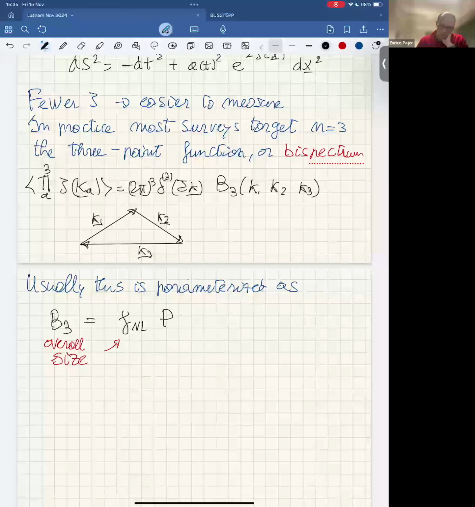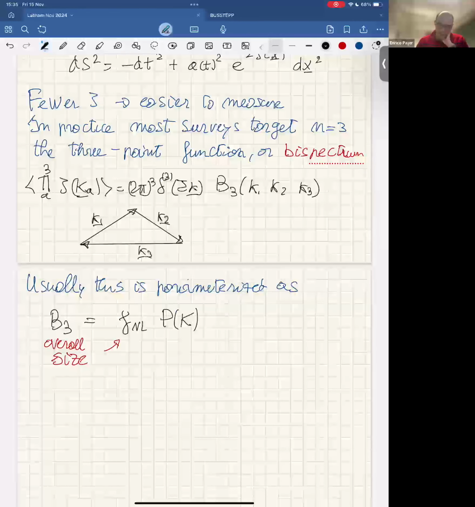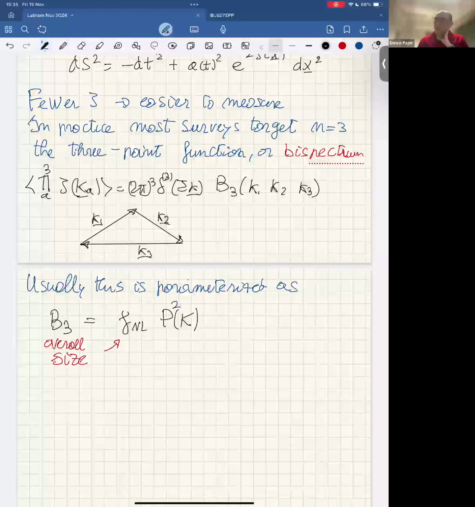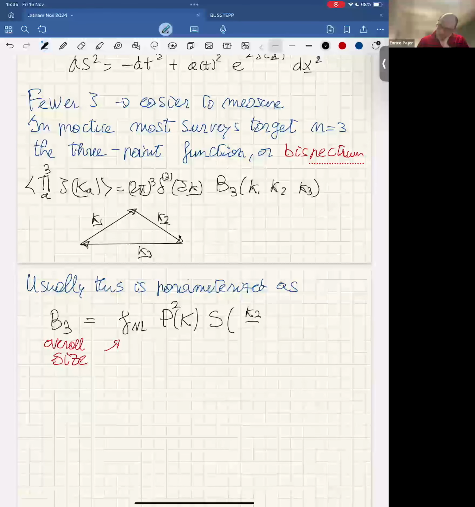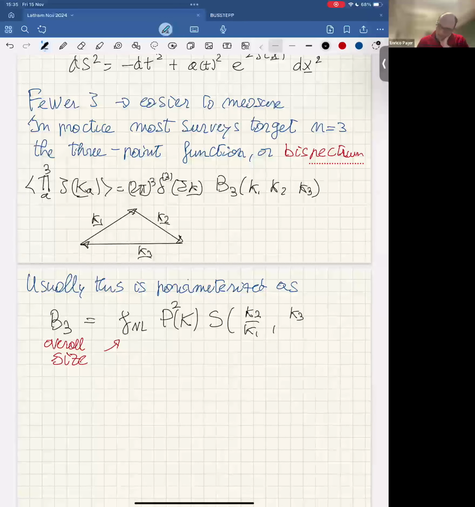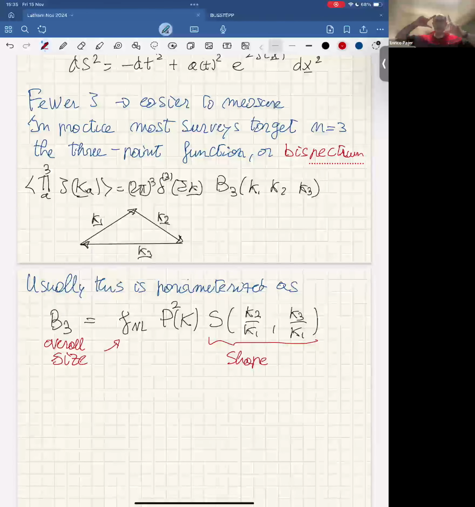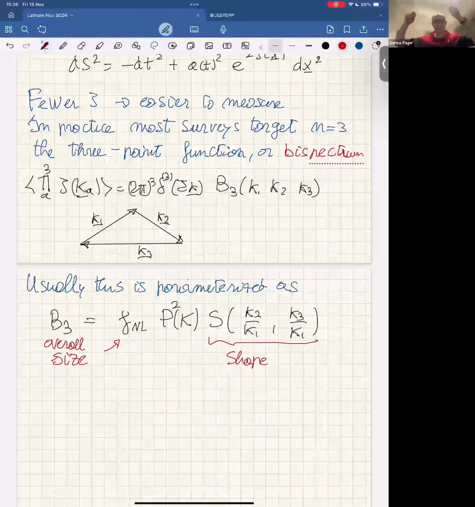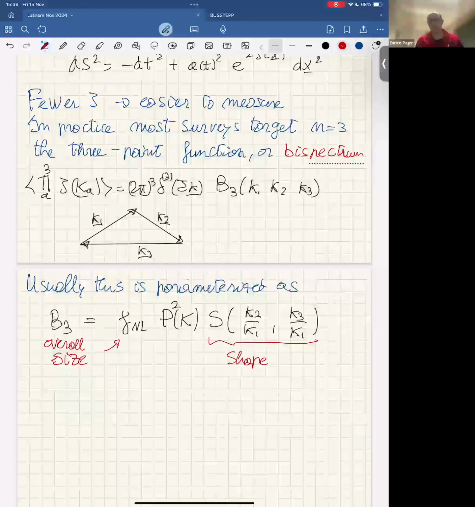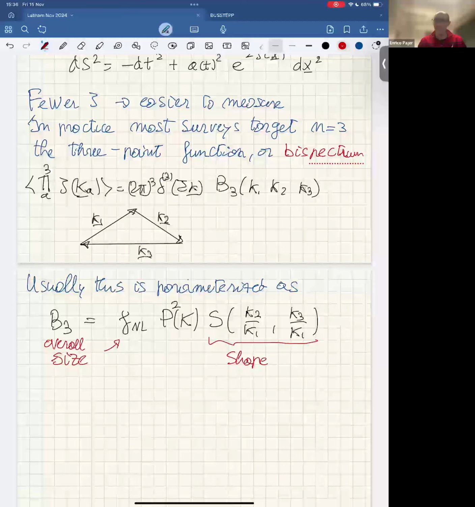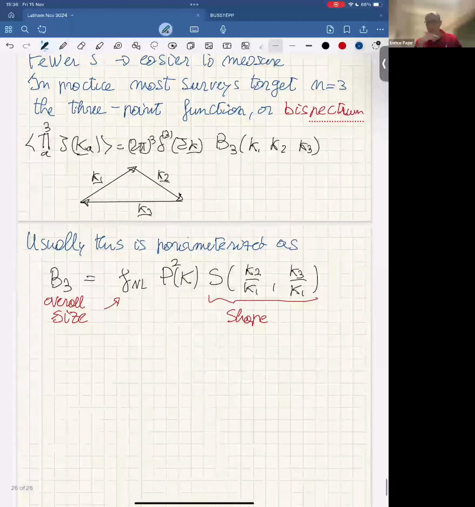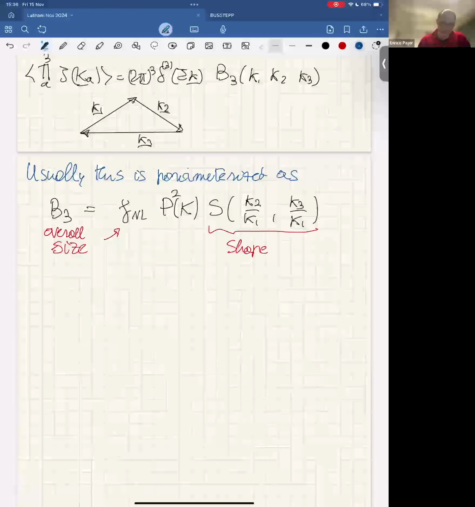So by convention, usually this is multiplied times the square of the power spectrum. And then what's left depends only on the ratios of K2 over K1 and K3 over K1. And that's called the shape of the bispectrum. So is this correlation bigger when I deform the triangle? For what triangles is this correlation biggest, and for what triangles is it smaller? And people have looked for this for now more than 20 years, and it has not been detected.